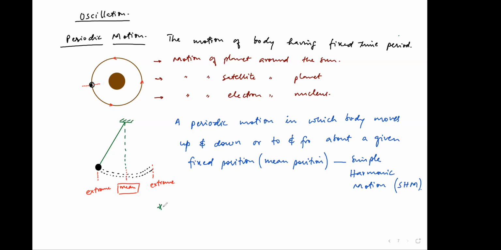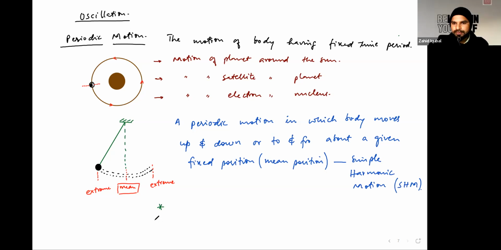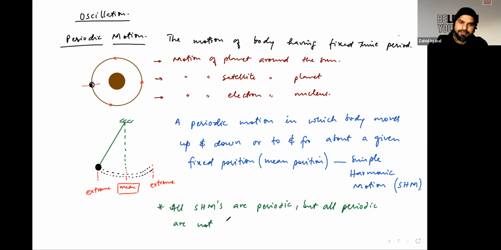So from this we can say simple harmonic motion is a special type of periodic motion. So all SHMs are periodic, but all periodic motions are not SHMs. Just write it down.